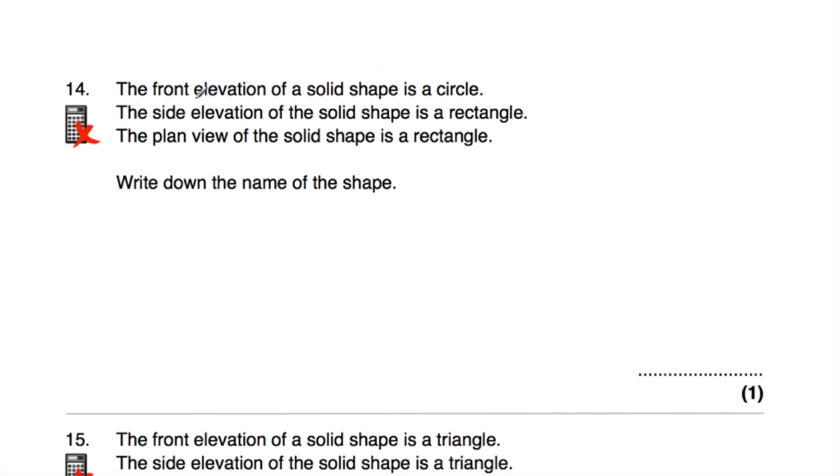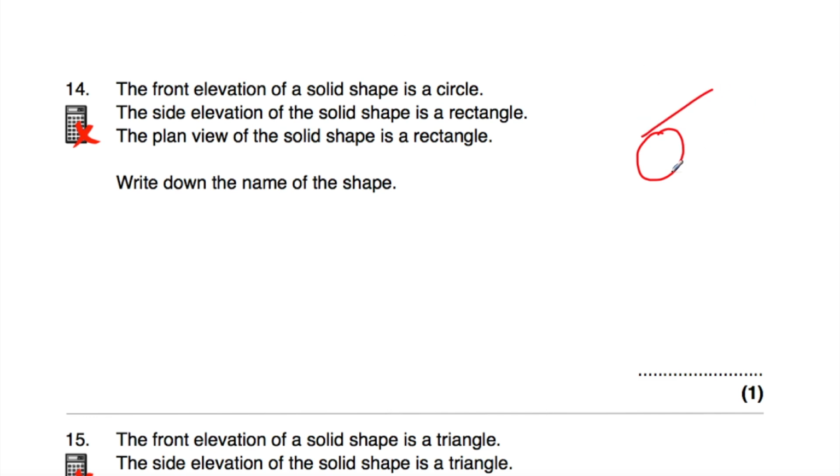So question number 14 says the front elevation of a solid shape is a circle. The side elevation is a rectangle. And the plan view is a rectangle. And we've been asked to say the name of the shape. So if you think about it, the front of it's a circle. And then if you look at it from the side, you're going to get a rectangle. And then if you look at it from the top, you're going to get a rectangle as well. That would be a cylinder. It would be a cylinder that's laying down.